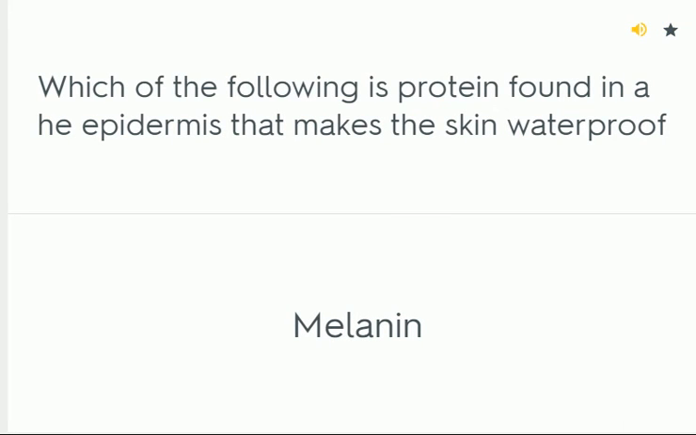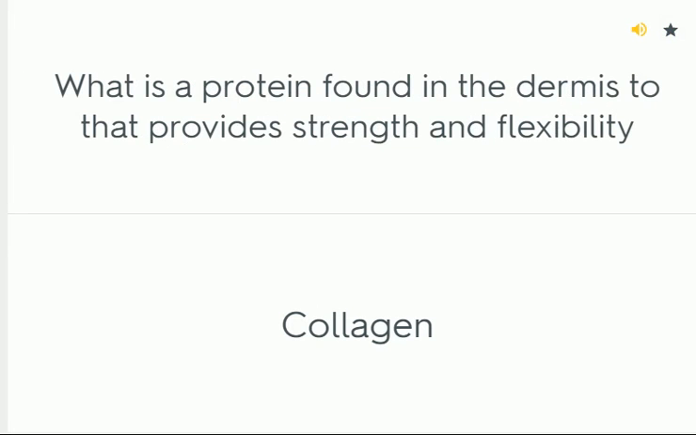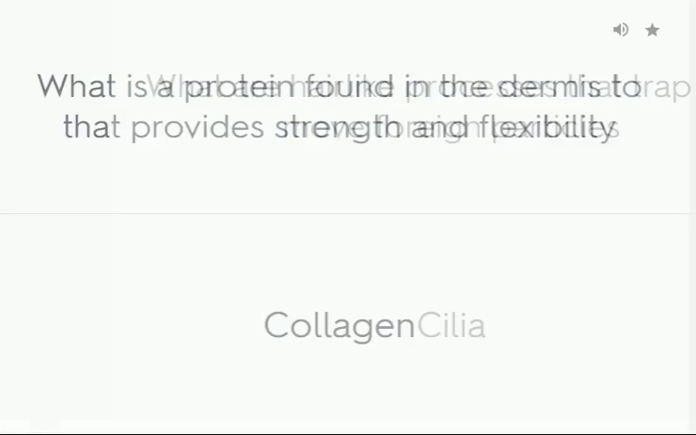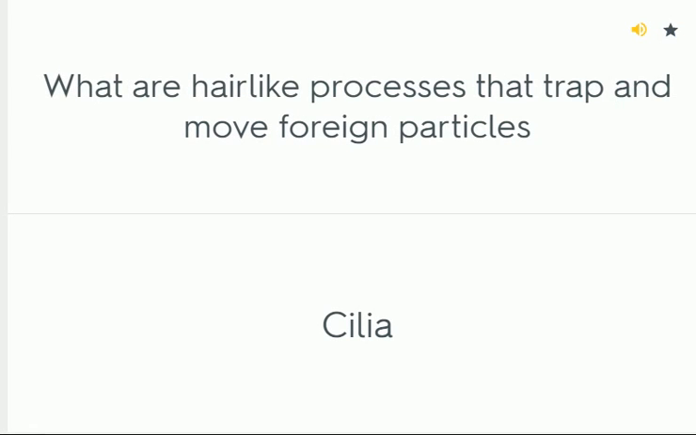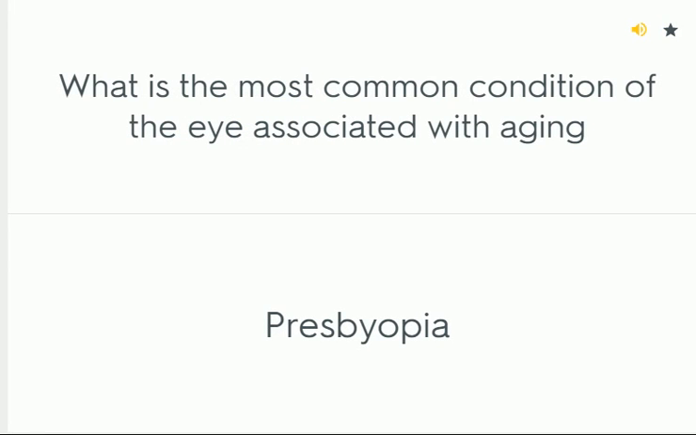Which of the following is a protein found in the epidermis that makes the skin waterproof? Melanin. What is a protein found in the dermis that provides strength and flexibility? Collagen. What are hair-like processes that trap and move foreign particles? Cilia. What is the most common condition of the eye associated with aging?